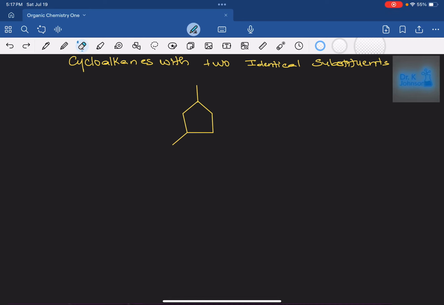Let's talk about naming a cycloalkane with two identical substituents. Now, remember, your rule for two different substituents is that you give number one to the substituent that is lower in the alphabet. But let's look at this. When you have two substituents that are the same, we have here two methyl groups. They both begin with the same letter, right? So you can't put number one at the one that is lower in the alphabet.